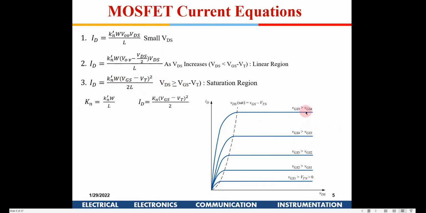We are not taking into consideration channel length modulation as of now, so it is more or less saturated. So this is the equation, and then everywhere instead of writing W by L Kn dash, we also use Kn equal to Kn dash W by L.